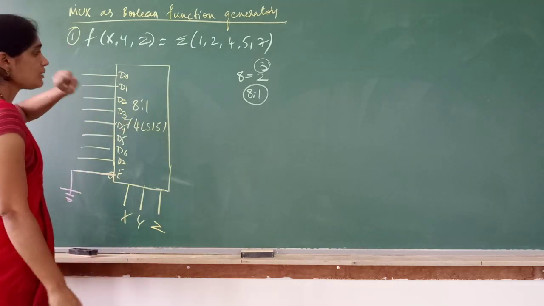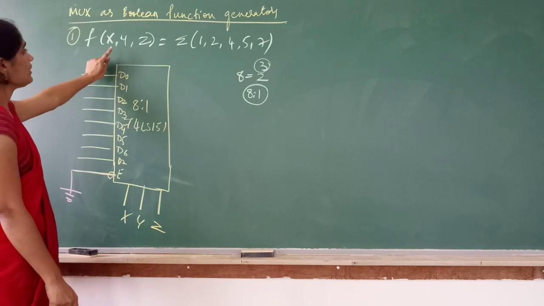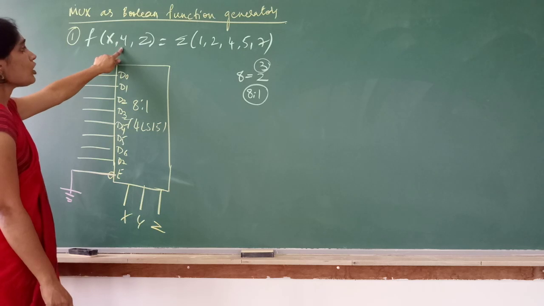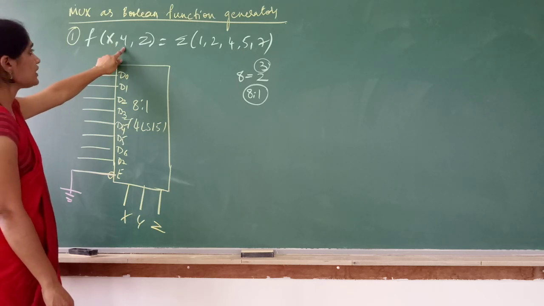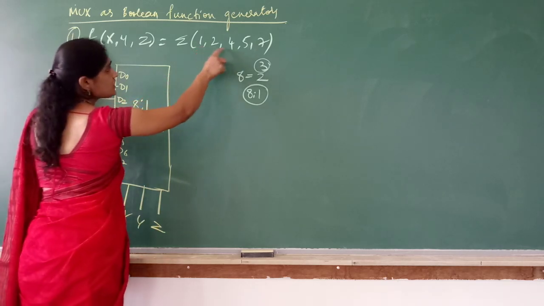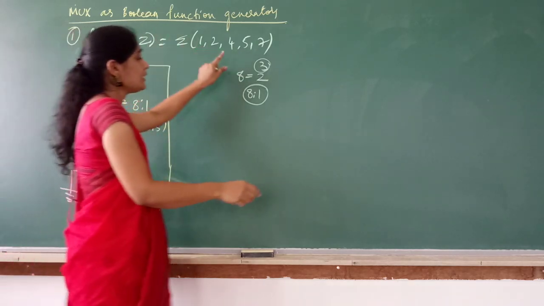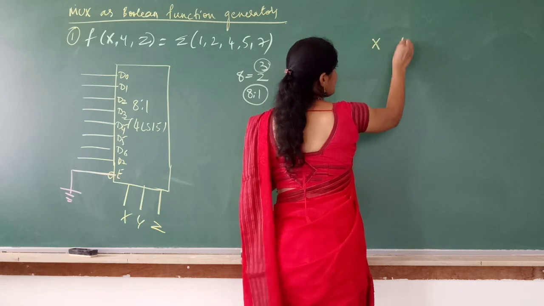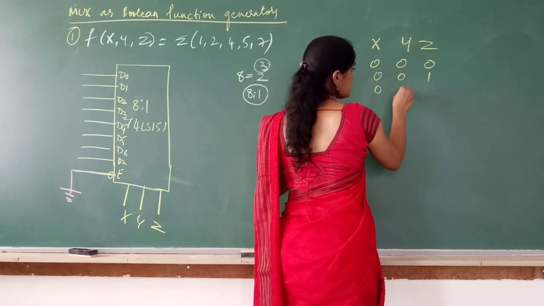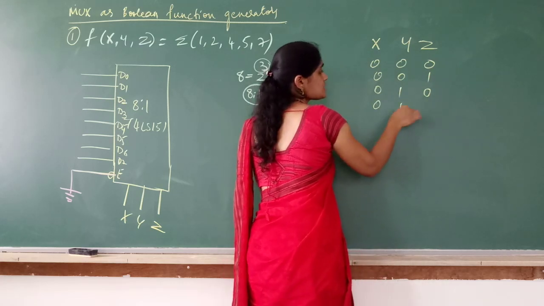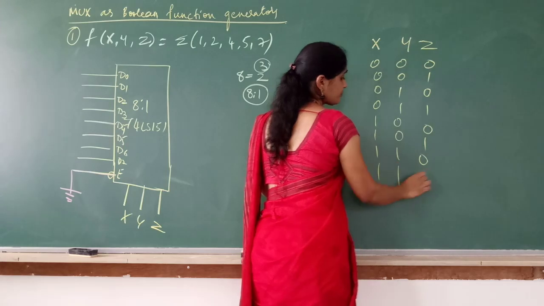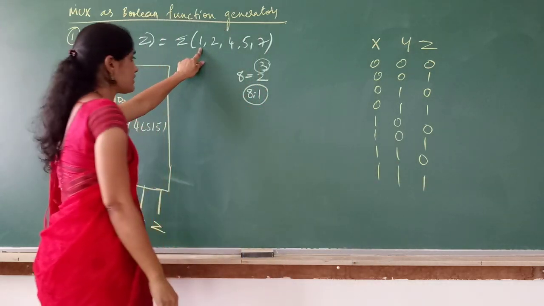So just for one problem, let me explain in detail how multiplexers are used as Boolean function generators. You already know the meaning of giving the function like this. The function is taking 1 for these input combinations. Let me write the truth table for this. The inputs are X, Y, Z. So you get 000, 001, 010, then 011, 100, 101, 110, 111. So the function is given like this.